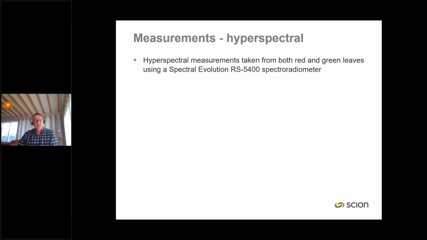Hyperspectral measurements were taken from both red and green leaves using a Spectral Evolution RS 5400 spectroradiometer. This is a handheld device. And we focused on both the red and the green leaves because we were wondering if they had different responses to the infection.